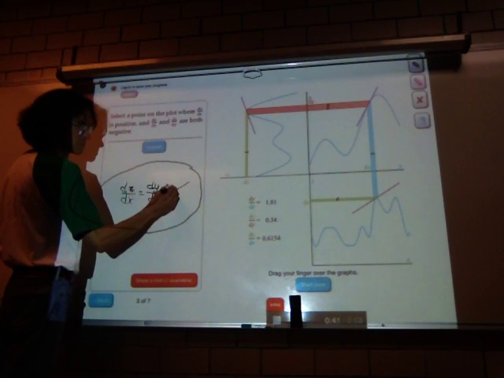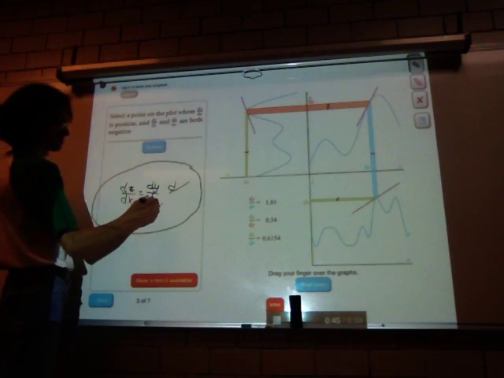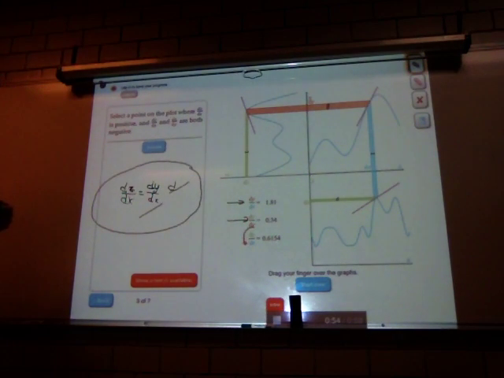And that leaves you with dz over dx on both sides. So if dz over dx equals dz over dy times dy over dx, you should be able to make this term negative and this term negative and get a positive value for dz dx. Make it so.